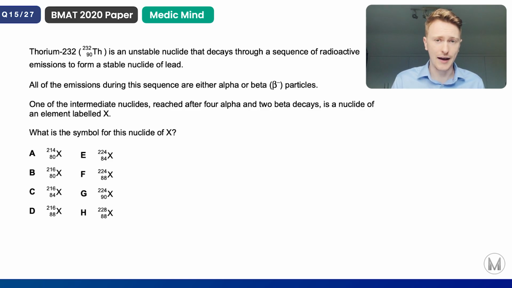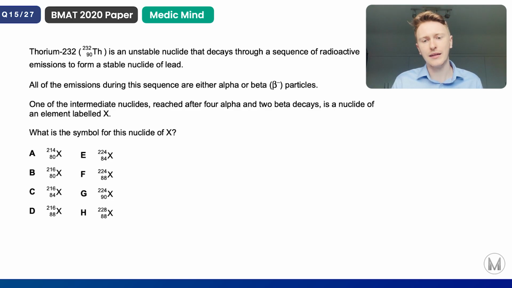Now we can break this down. Remember that alpha particles contain 2 neutrons and 2 protons, whereas beta particles are essentially a fast-moving electron which has been given rise to by a neutron changing into a proton. So essentially, while alpha particles are taking things away, beta decays add an extra proton, if you like, and it does that from a neutron.